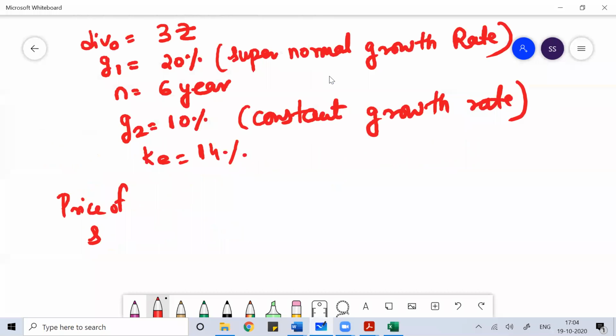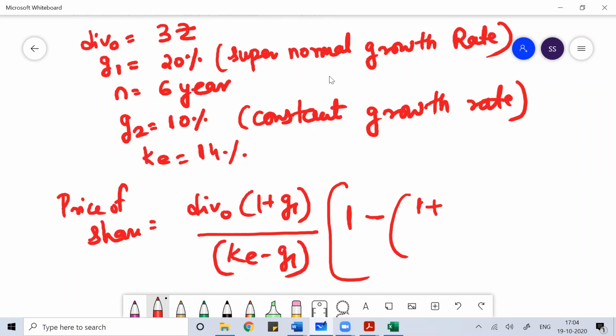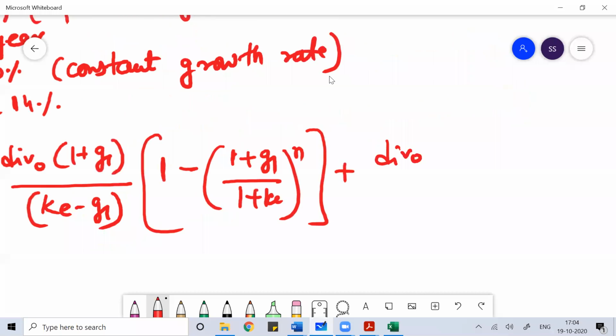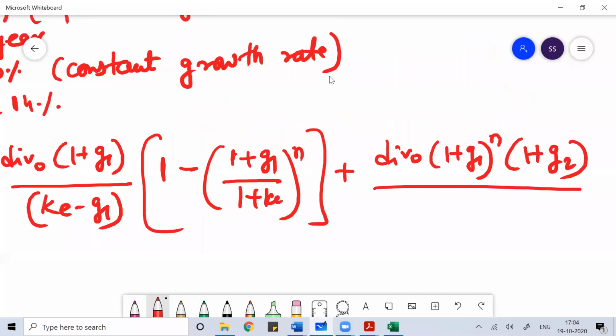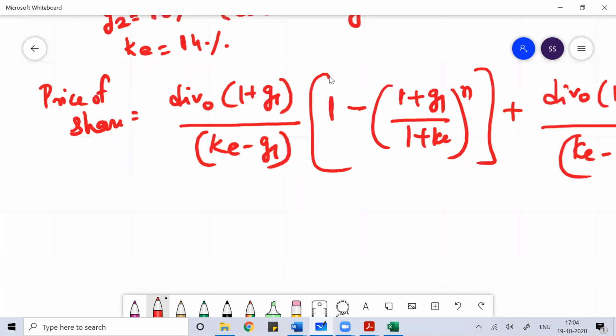So the price of share is equal to DIV naught into 1 plus G1 divided by KE minus G1, into 1 minus, this is derived from the GP, 1 plus G1 by 1 plus K, where K means cost of equity, to the power n, plus DIV naught into 1 plus G1 to the power n into 1 plus G2, divided by K minus G2 into 1 plus K to the power n. So this is the formula.